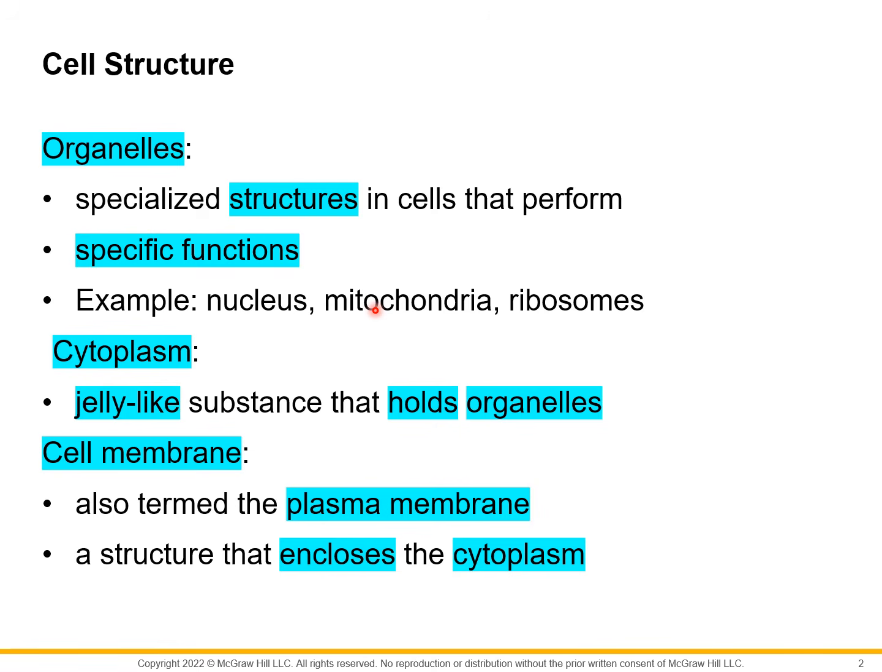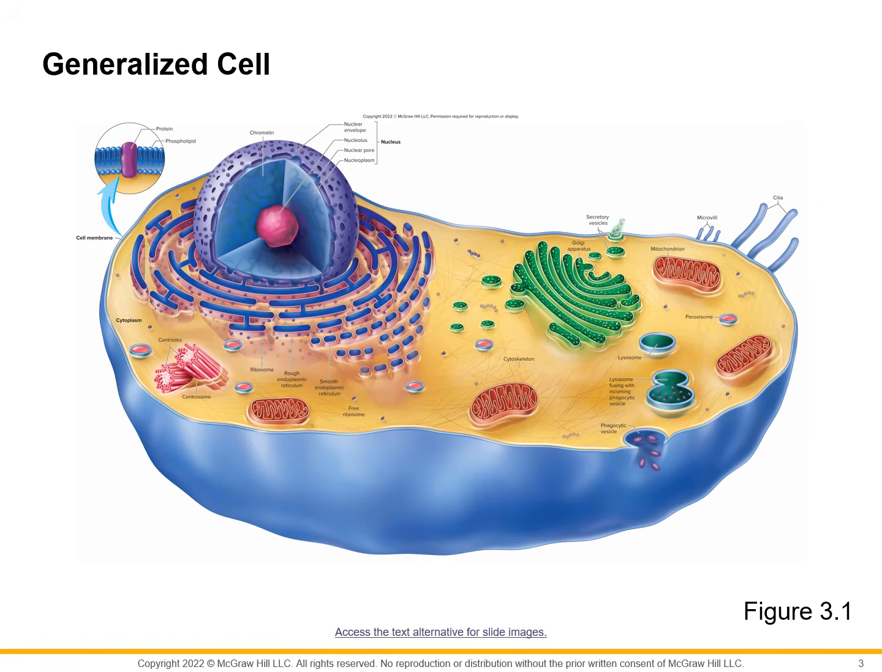Okay? Next is the cell membrane. So, pwede na rin natin itong tawagin na plasma membrane. So, this encloses the cytoplasm together with all the organelles inside of it. So, kumbaga yung cell membrane po, yun yung container or lalagyan ng mga organelles and the cytoplasm that holds those organelles. This slide shows us the generalized structure of a cell.